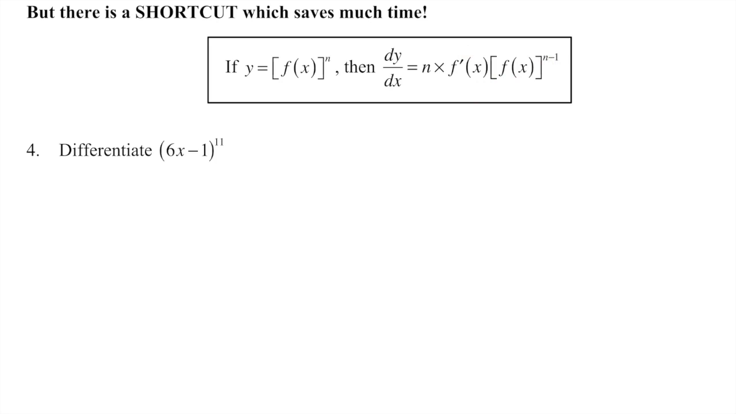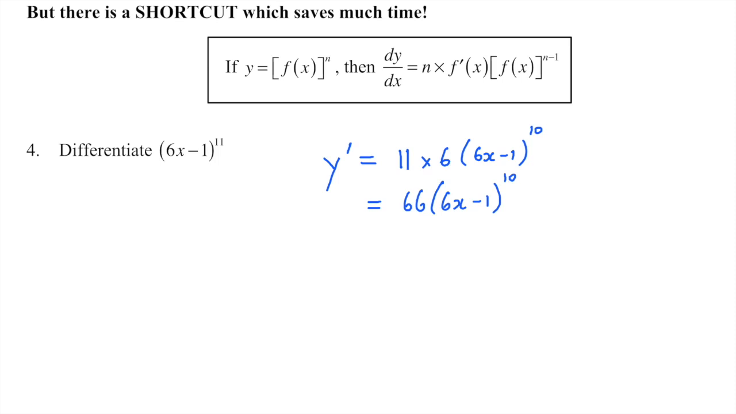Differentiating 6x take 1 in brackets to the power of 11, the derivative equals. Now, you write down the power. Because the power is 11, you just write that down, or times it to the number at the front of the bracket. 11 times 1 is 11. Times the derivative of the bracket. The derivative of the bracket. 6x take 1 is inside the bracket. What's the derivative of 6x take 1? 6. Then you rewrite the bracket, decrease the power by 1. There's your answer. That's much faster than using dy over du times du over dx.